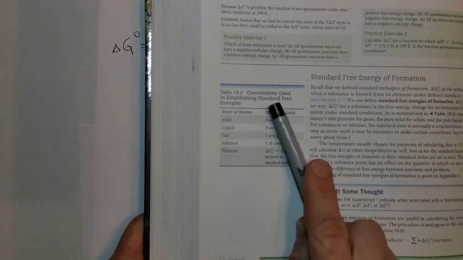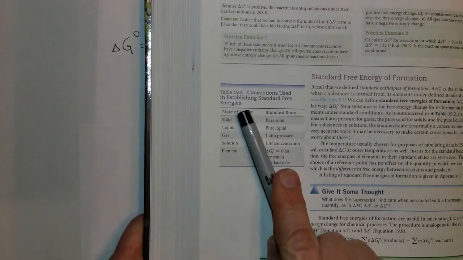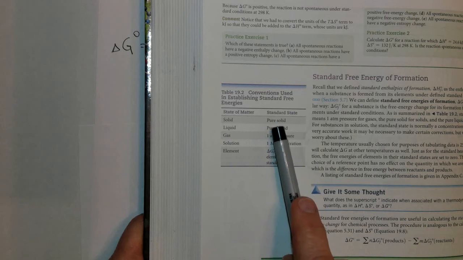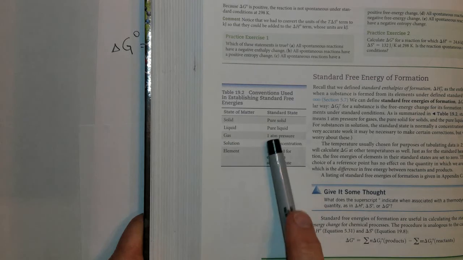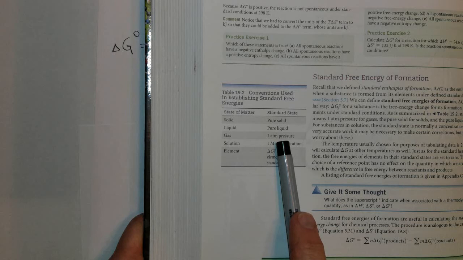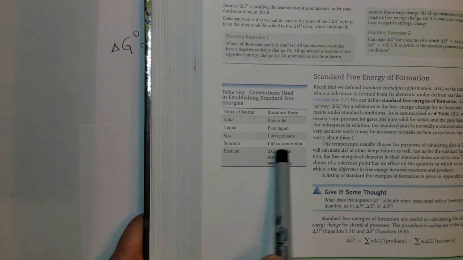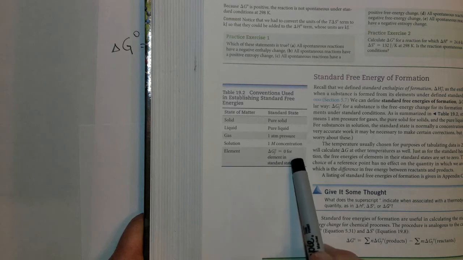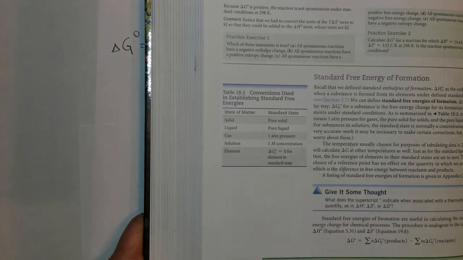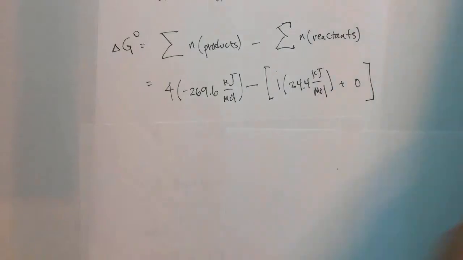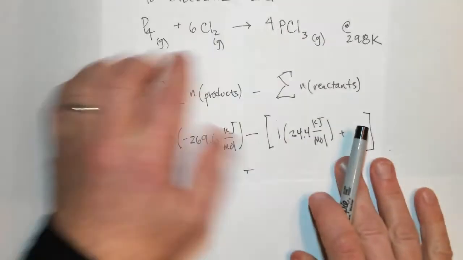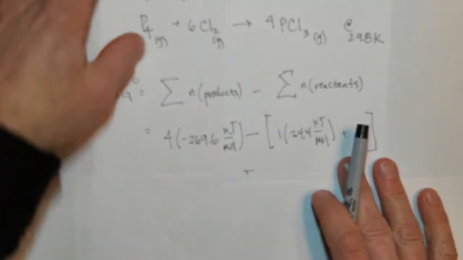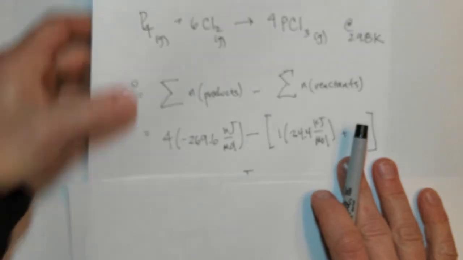If you're looking, here's a place in the textbook that talks about conventions used in establishing free energies. Solids and liquids are pure solids and pure liquids. Gases are at 1 atmosphere of pressure in standard conditions. Solutions are 1 molar concentration. And the Gibbs free energies for elements are 0 as long as the element is in its standard state. So you might wonder about phosphorus up here, because you're like, phosphorus, P4, that's in its standard state. Yes, but it's in its gaseous phase. If it was in its solid phase, it would be 0 as well.